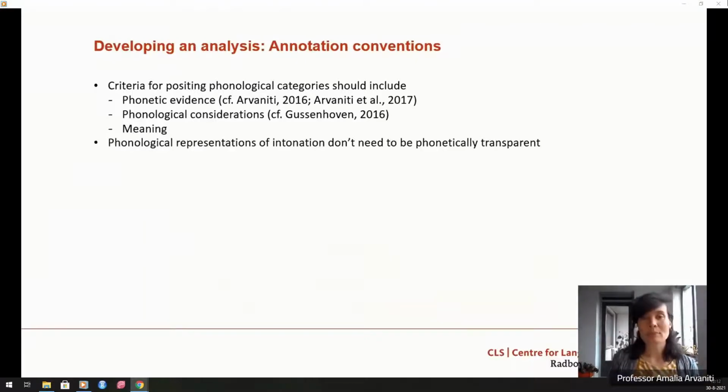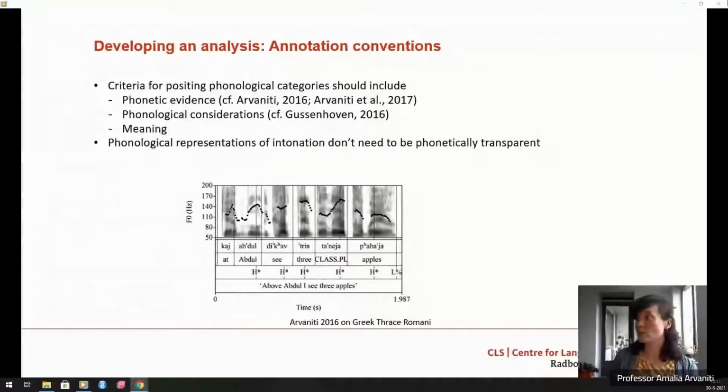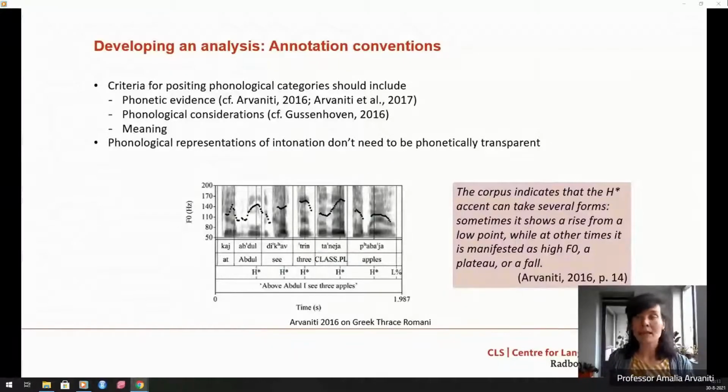However, phonological representations of intonation don't need to be phonetically transparent. Take, for example, this utterance from Greek Thrace Romani. Here we have 5 examples of high star, and each is phonetically different in shape. On this topic, Arvaniti writes that the high star can take several forms. It can be a rise, a high, a plateau, or a fall, and that's what we see across these examples.